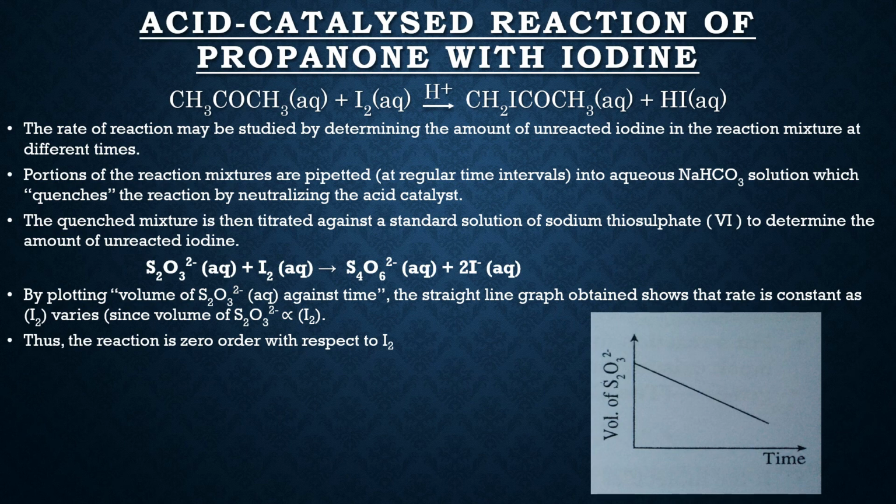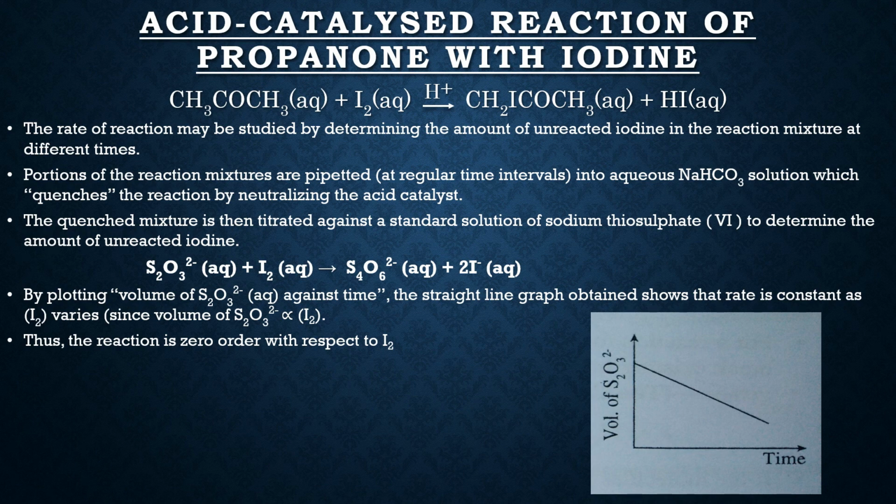Propanone reacts with iodine. Now, portions of the reaction mixture are pipetted into aqueous sodium bicarbonate solution, which quenches the reaction by neutralizing the acid catalyst. Quenches means to stop a reaction in this scenario. Then, the quenched mixture is titrated against a standard solution of sodium thiosulfate to determine the amount of unreacted iodine.